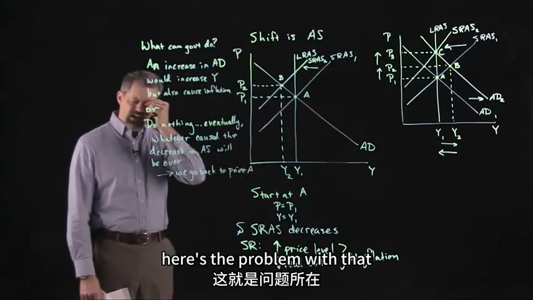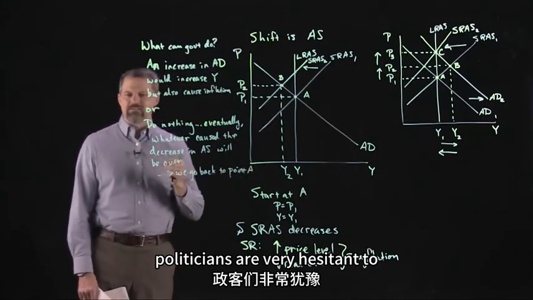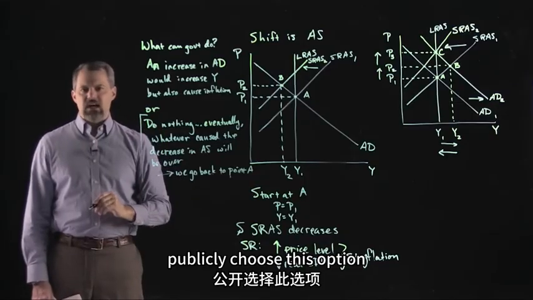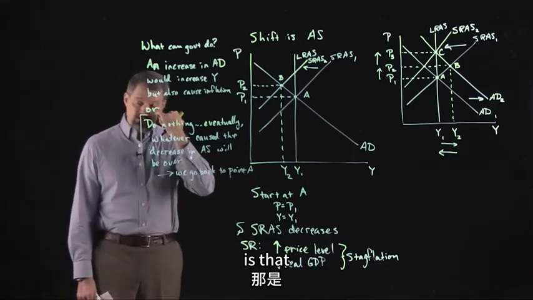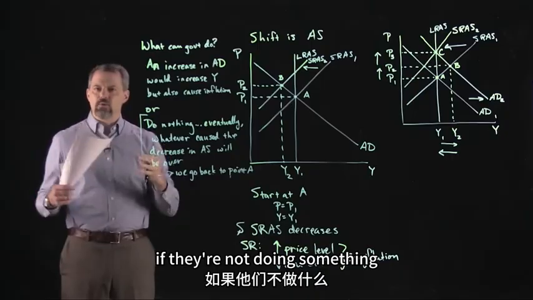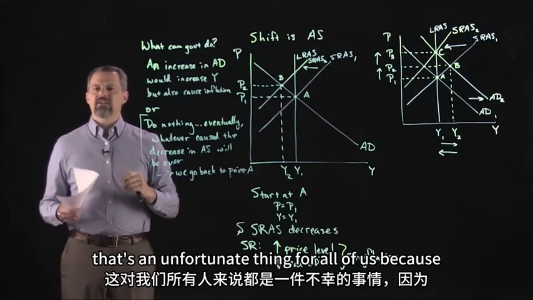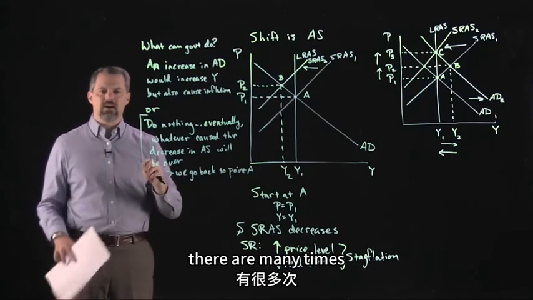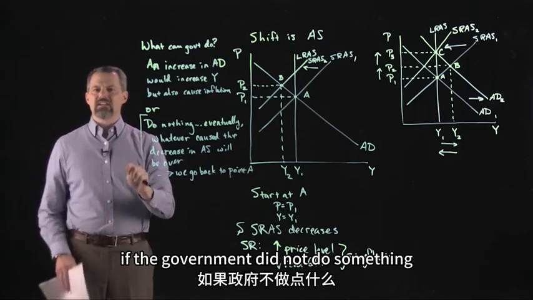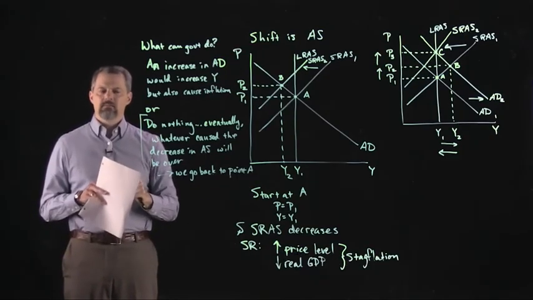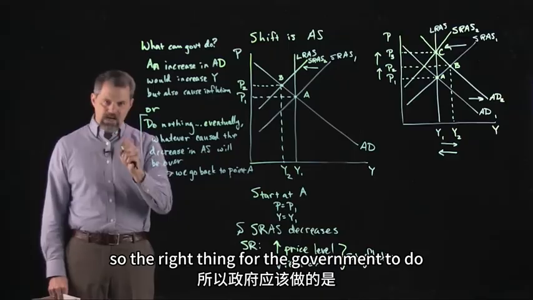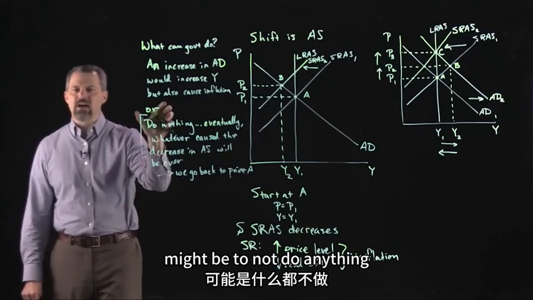Here's the problem with that. Politicians are very hesitant to publicly choose this option. And the reason is that people tend to vote them out of office if they're not doing something. That's an unfortunate thing for all of us, because there are many times when it would be better for us all if the government did not do something. Not always, but there are times when that's the case. So the right thing for the government to do might be to not do anything.